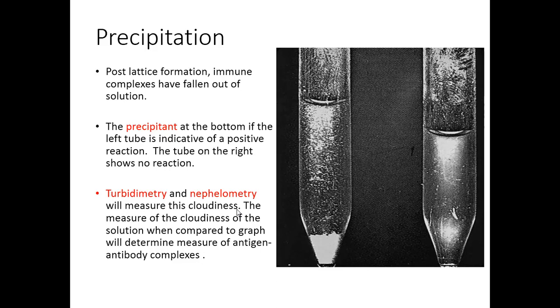This is just a nice picture of a clear solution that clearly has no complexes formed that have fallen out of solution, so there's no precipitant. This one has precipitant at the bottom, and it's even a little cloudy within the solution. This precipitant means there are immune complexes there. There's nothing here. This is kind of a scratchy tube, but there's nothing here. So this is negative and this is positive, right? The precipitant at the bottom is those immune complexes falling out of solution, which indicates a positive reaction.